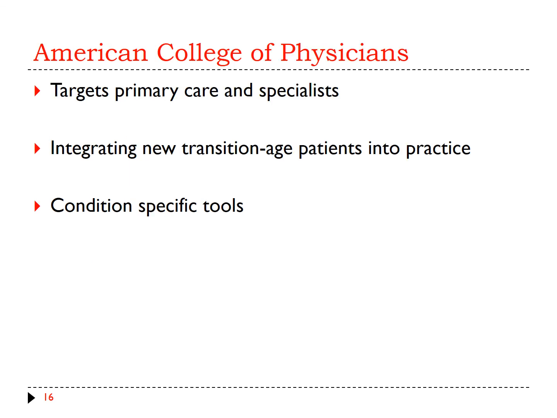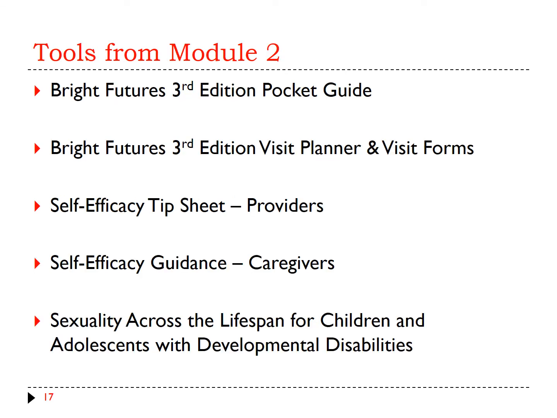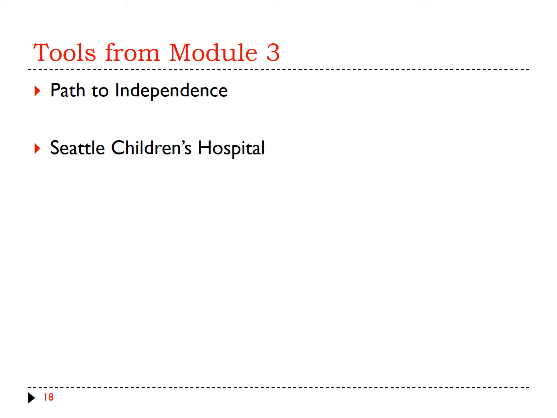The ACP's Pediatric to Adult Care Transitions Initiative provides tools for primary care and specialty providers to integrate new transition-age patients into their practice. Resources on adolescent development include tools for the third edition of Bright Futures, tools to develop the patient's self-efficacy, and a guide to discussing sexual health with patients who have developmental disabilities. Module 3 offered tools for using the shared management model with your transitioning patients and their parents and caregivers.